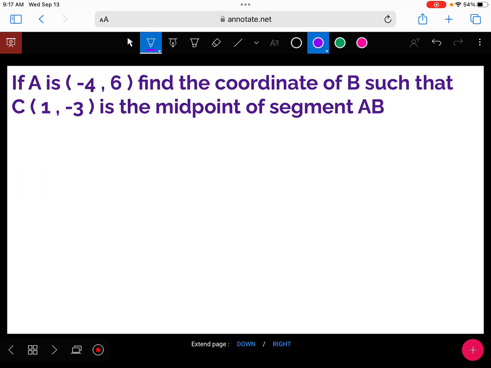So the other type of problem we'll see on the homework is they're giving us a segment AB and point C, and they're telling us A and C, we have to find B. So we know C is the midpoint.